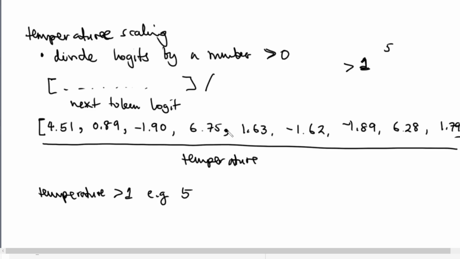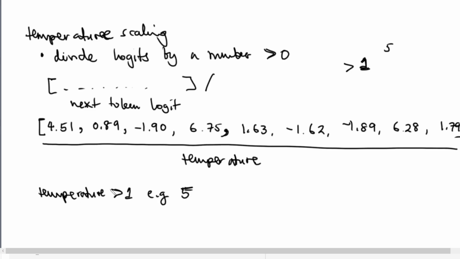This 6.75 gets much closer to the 4.51, right? You can do the calculation right now. When you divide by numbers that are greater than 1 and then put them into softmax, it results in more uniformly distributed token probabilities. Some of them are much closer to each other than before you used temperature. And that increases variability, because now the model has many that look the same, so it can choose many different tokens.